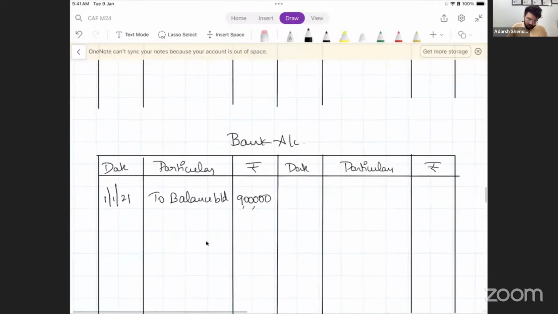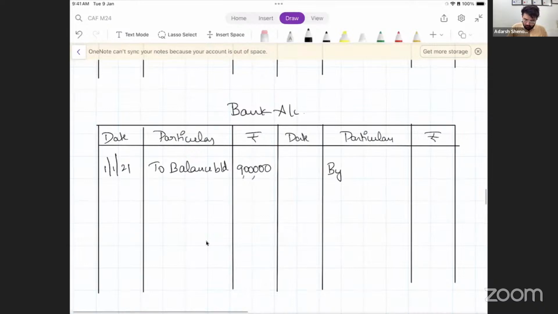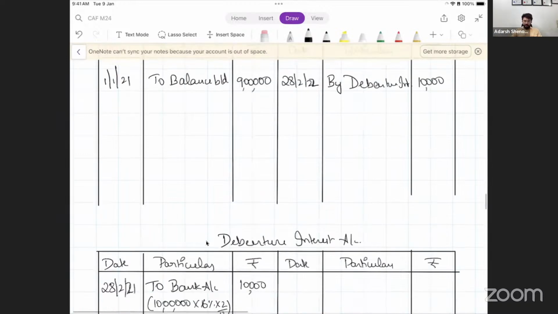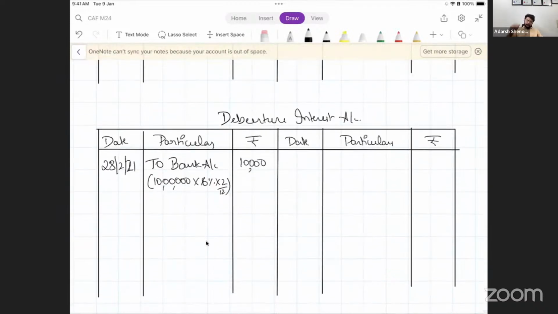I have the bank account, so let me do the posting even in the bank account. Bank account is credited because it is outflow by debenture interest. 28-2-2022, 10,000. Done. Debenture interest entry done. Both debit credit we have passed.